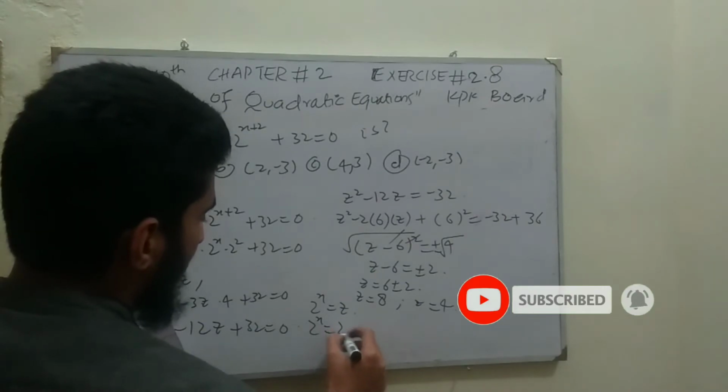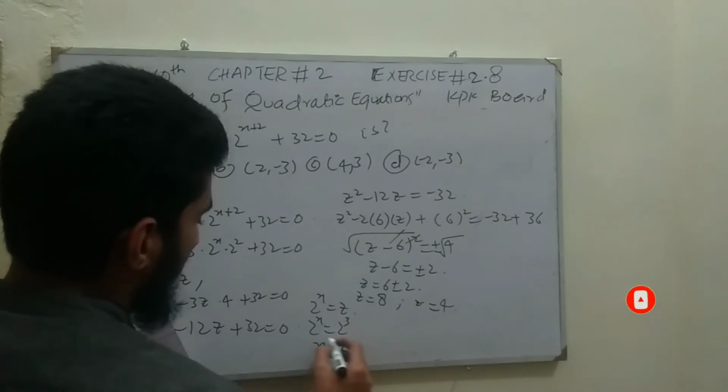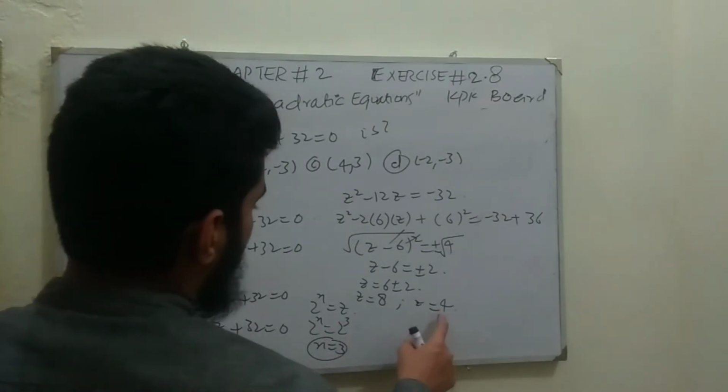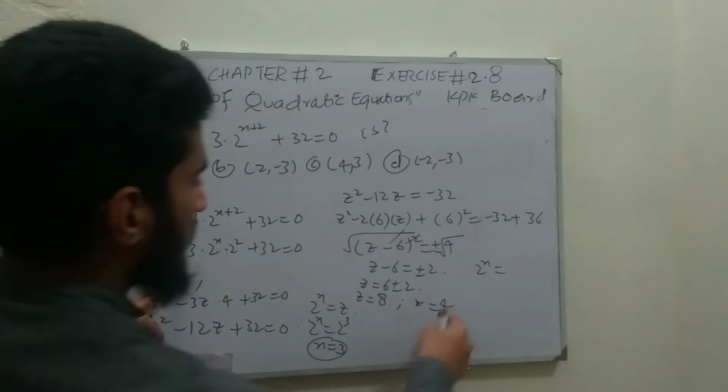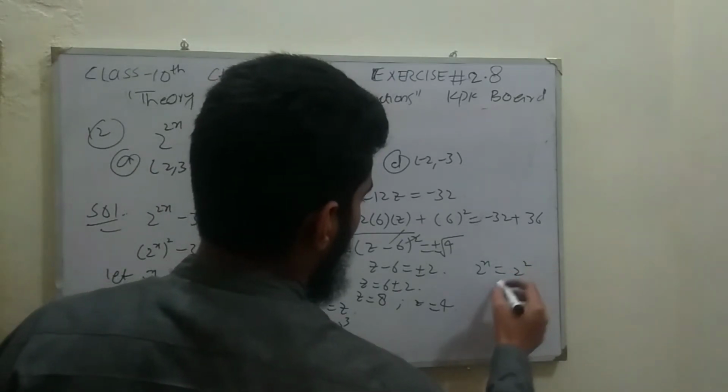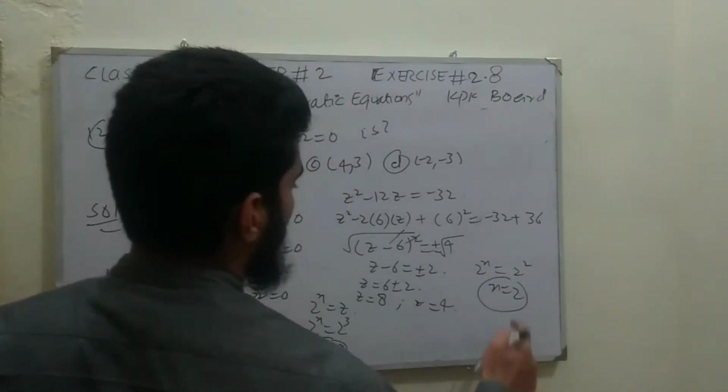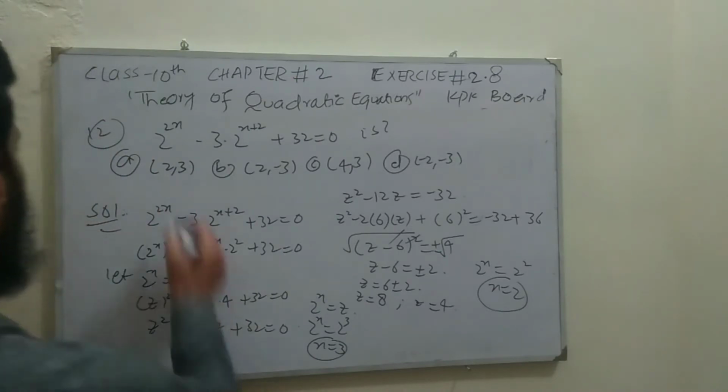So we can write 8 just like 2^3. So the value of x is equal to 3 in this case. And if we put z equal to 4 in this equation, 2^x is equal to z, which is 4. So 4 can be written as 2^2. So the value of x is equal to 2. So our solution is 2 and 3. Correct option is A.